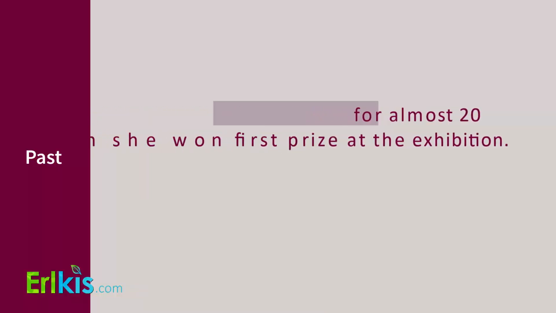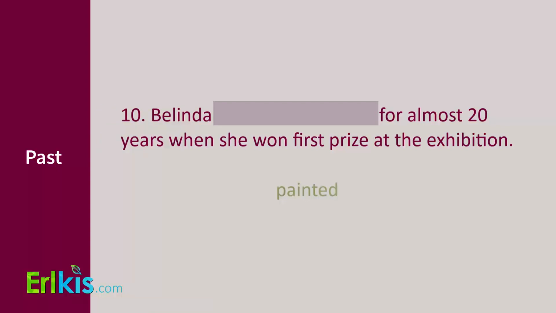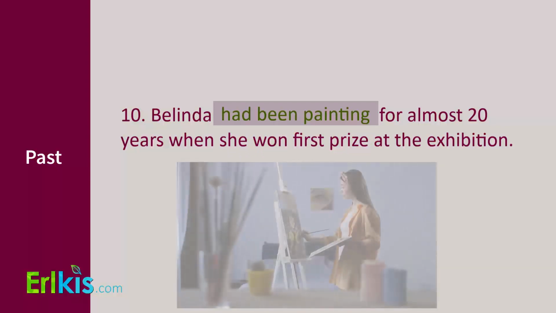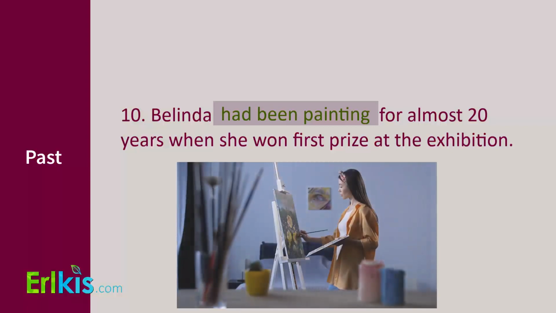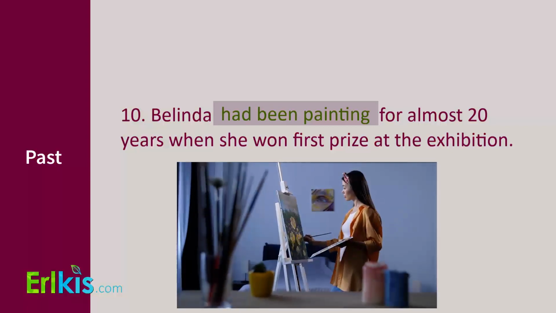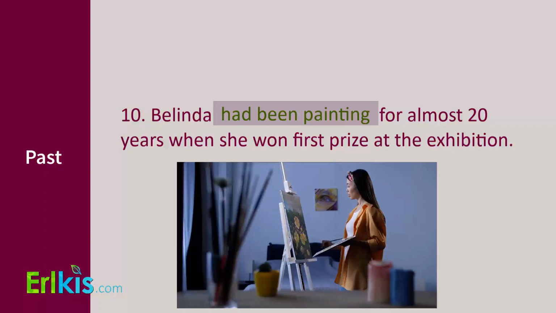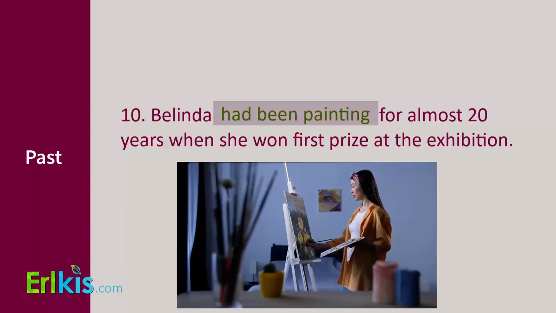And lastly, number 10, Belinda painted, had been painting, or had painted for almost 20 years when she won first prize at the exhibition. And if you said had been painting, correct. This is the best choice because it really highlights the fact it's a process. Belinda had been painting for almost 20 years when she won first prize.